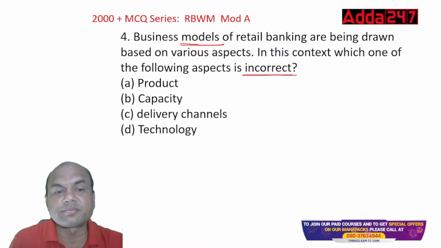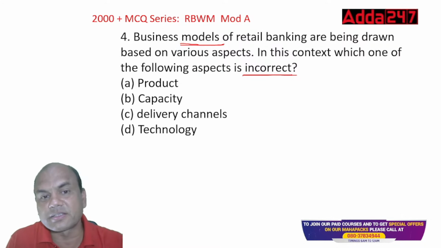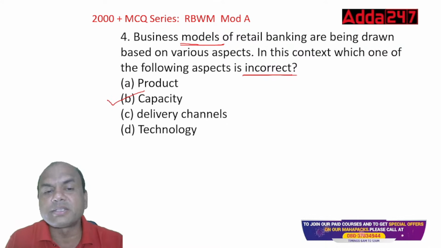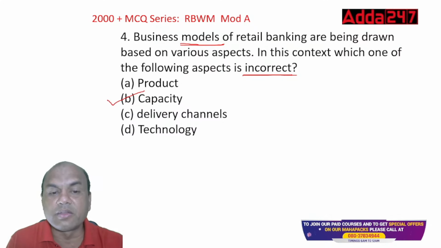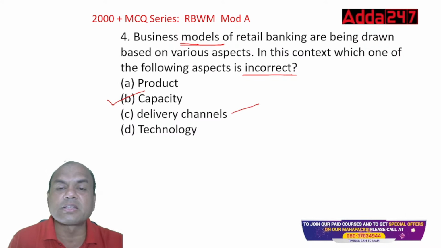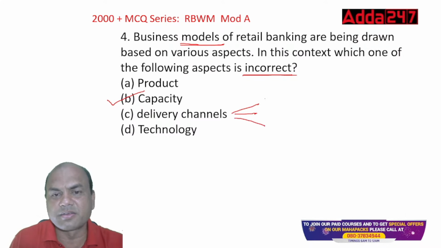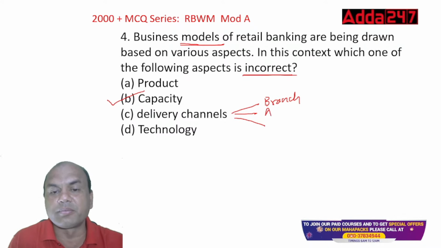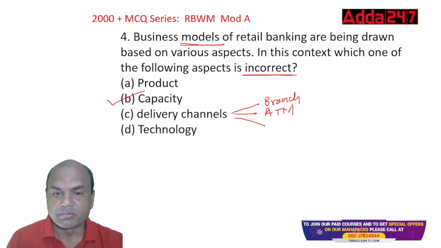So, what is the answer? Comment section. Let me see. It is capacity. Remember, business model never depends on the capacity. Business model depends on product, delivery channels, and technology. What are the delivery channels? Delivery channels means anything, branch, by which you can reach the customer. ATM, iBank, internet bank, right?